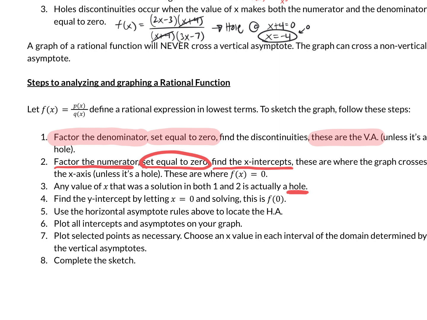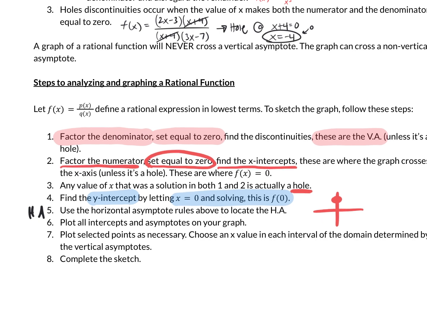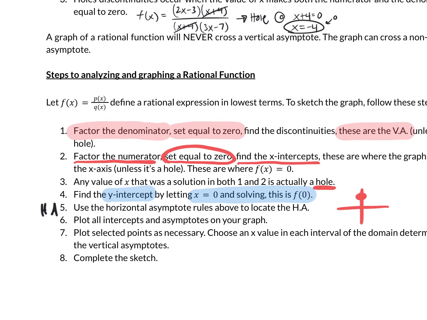Just like finding x-intercepts, we also have to find y-intercepts. This makes sense if you think about your graph, right? On your y-axis, your x value is 0, so you are plugging in x equals 0 and solving to figure out what y is for your y-intercept. Then we will use our horizontal asymptote rules up above to figure out what our horizontal asymptote is. And then make sure you plot everything on the graph. And then choose a few more points as necessary to figure out what is happening as it approaches each of the asymptotes.